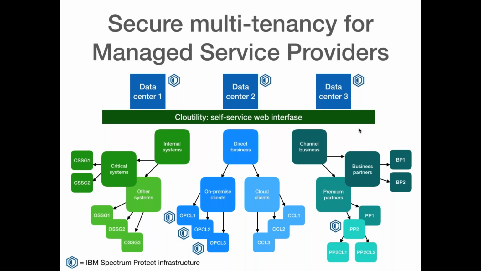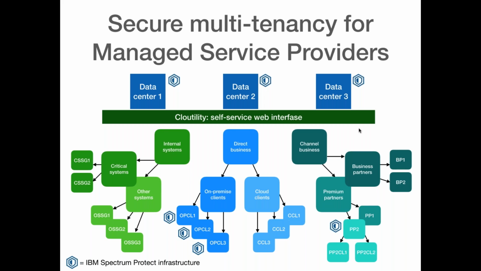And for a managed service provider, it could look like this. On the left side, we have some internal systems that they are protecting. Internal systems are now divided into critical systems that has 2 server groups, and other systems which has 3 server groups. And now typically in the server group tenants here, if you will, that's where you would start activating and scheduling the backups.